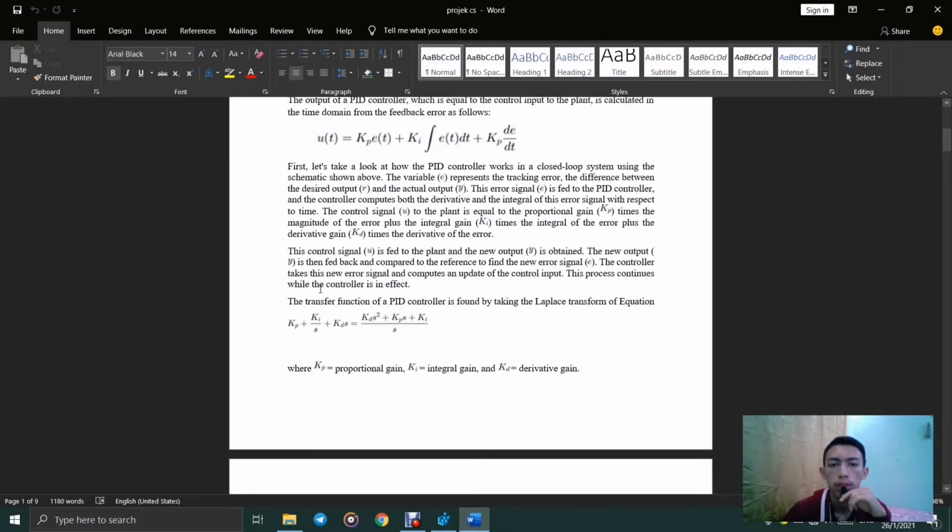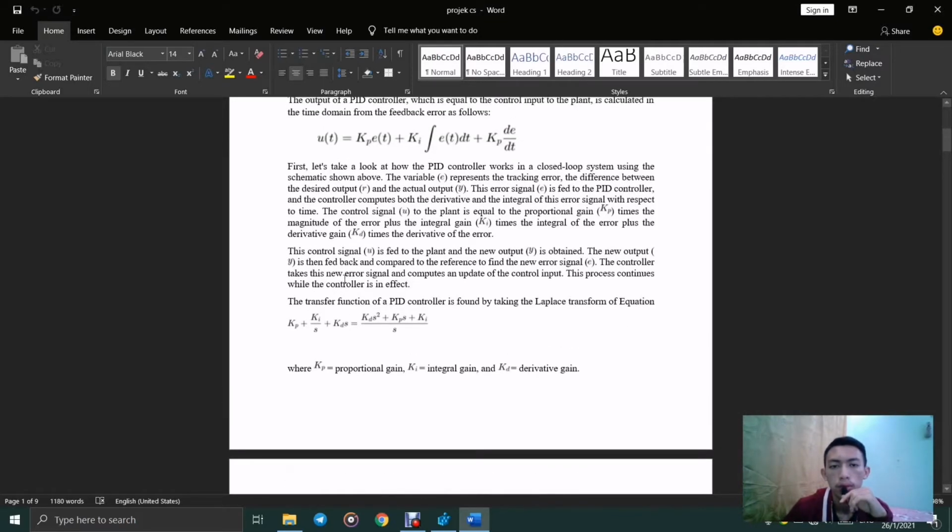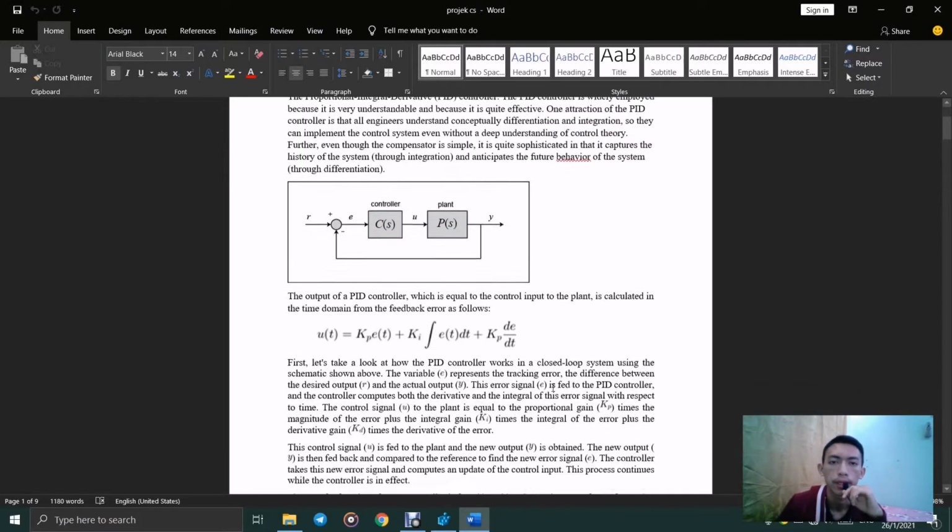The controller takes this new error signal and computes an update of the control output. This process continues while the controller is in effect. The transfer function of a PID controller is found by taking the Laplace transform of the equation. Here is the equation, where Kp is the proportional gain, Ki the integral gain, and Kd the derivative gain.